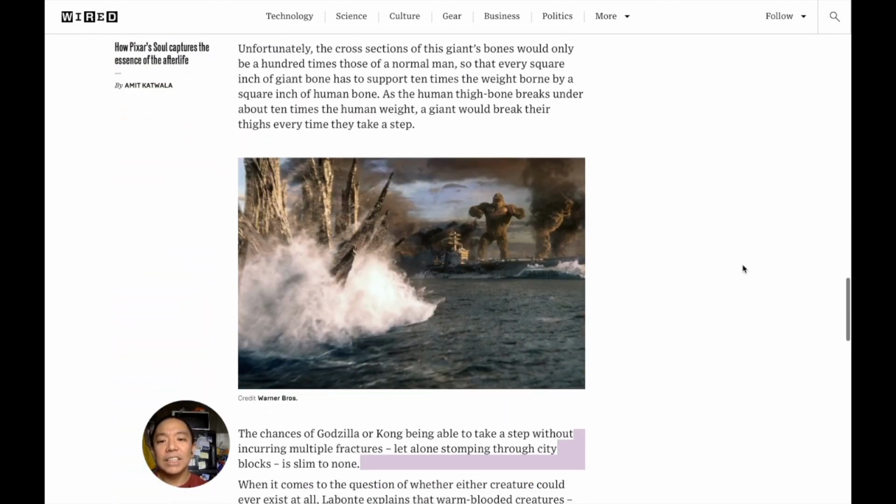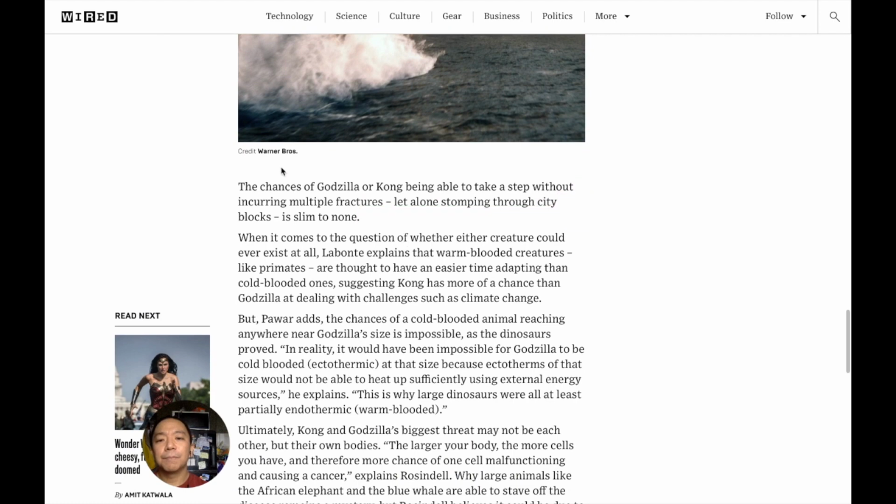But they would actually, if you scroll down the article, they'd actually arrive at the same conclusion na yung bones ni Godzilla or ni King Kong for their sizes, hindi nila makikerry yung mga timbang nila nang hindi madudurog yung mga buto nila pag naglakad-lakad sila sa city streets. Although what's nice about this article is it takes a look at other models that you can do if you make other assumptions.